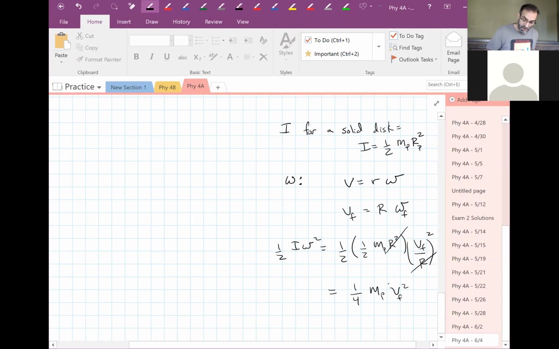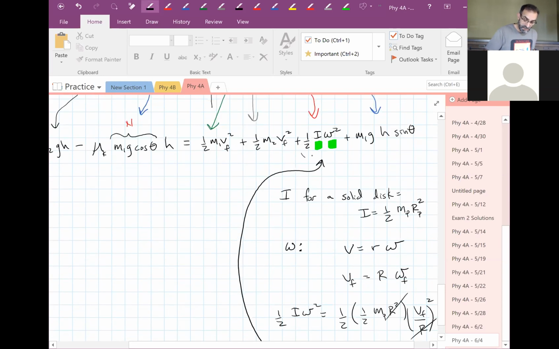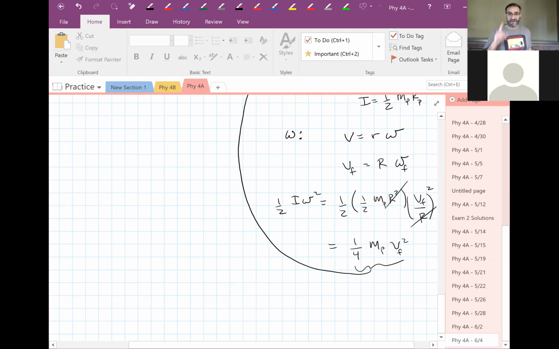So this is what goes in here for this term, right? And now you have one equation with one unknown, and that unknown is V final. You can solve for V final.